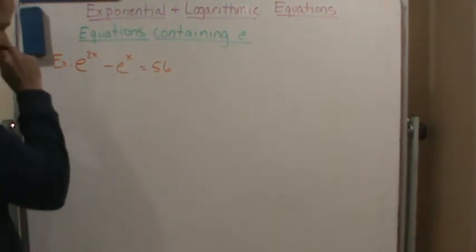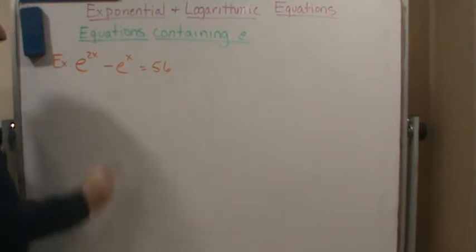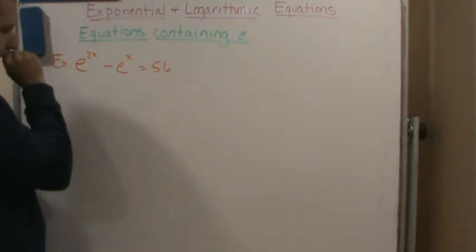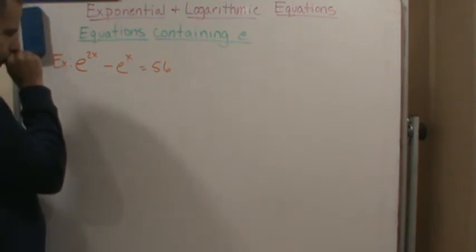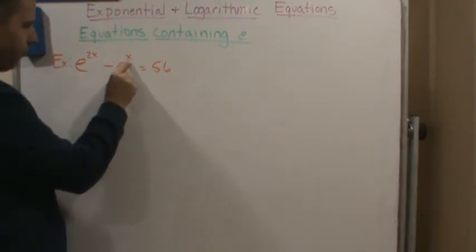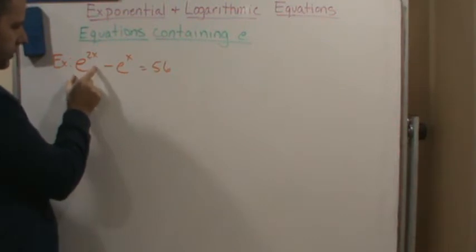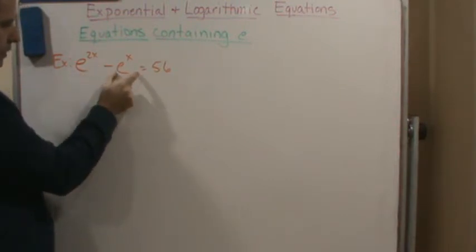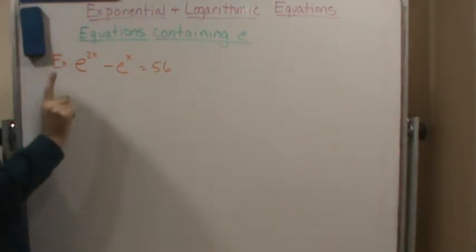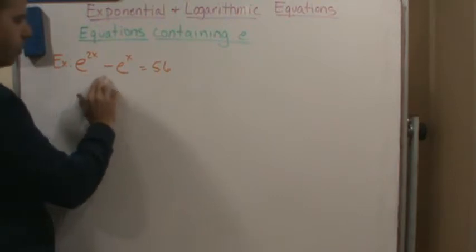Now, in this case, there's no way that I can combine these. But if you notice, I have e to the 2x right here, right? 2, and then I have 1. So this exponent is double this one. So I can see that it's quadratic in form. That's the word I'm looking for. So this is quadratic in form.